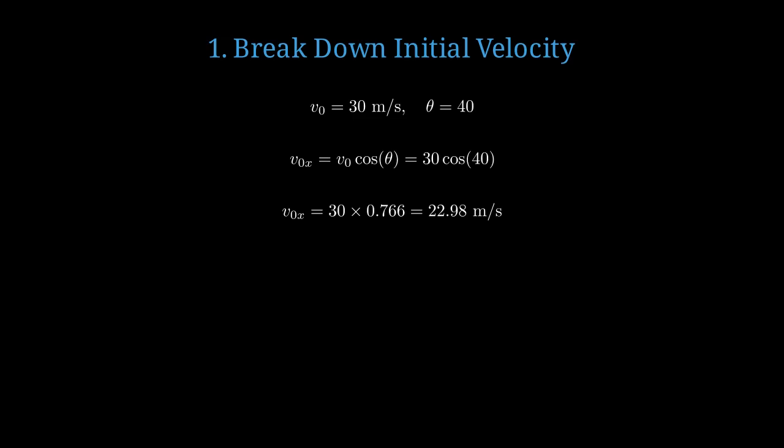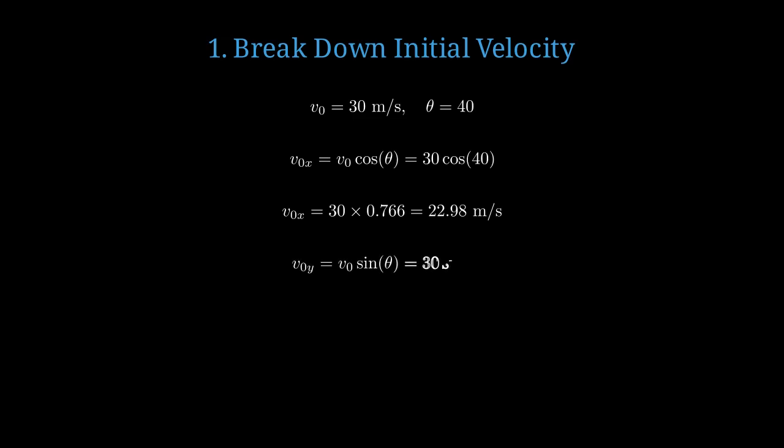First, we need to break the initial velocity into horizontal and vertical components. The initial velocity is 30 meters per second at an angle of 40 degrees. The horizontal component is 30 times cosine of 40 degrees. That gives us 22.98 meters per second in the horizontal direction.